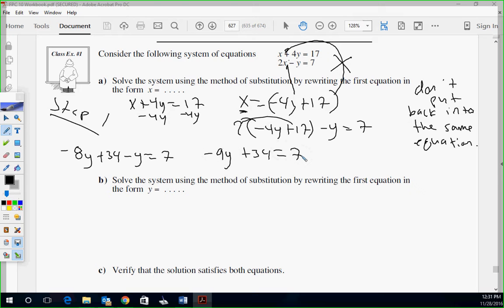All right, we'll stop there. Ollie, what would you do next? Good. Minus the 34. Negative 9y equals negative 27. Spencer, how would you finish it? Okay, what's the negative 9 doing? It's multiplying, so you want to divide. y is 3. So I got y is 3. Jose, how do I figure out what x is?